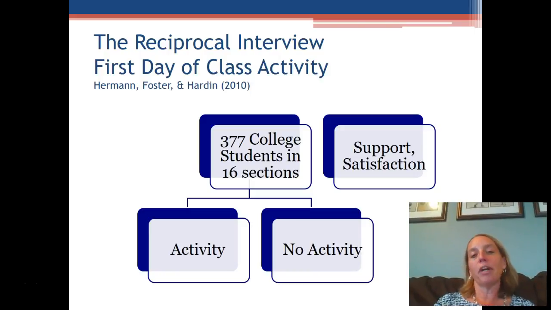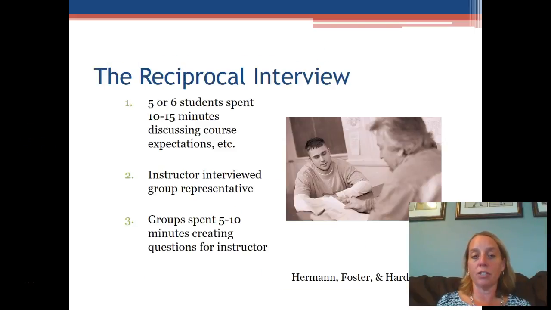This is a great study by Herman and colleagues, and what Herman did was they looked at this first day of class activity called the reciprocal interview. And you can see here the students weren't randomly assigned, but instead the class sections were randomly assigned to either have this activity or not have this activity. And then at the end of the semester, they measured both the support and satisfaction of the students. So what is this reciprocal interview?